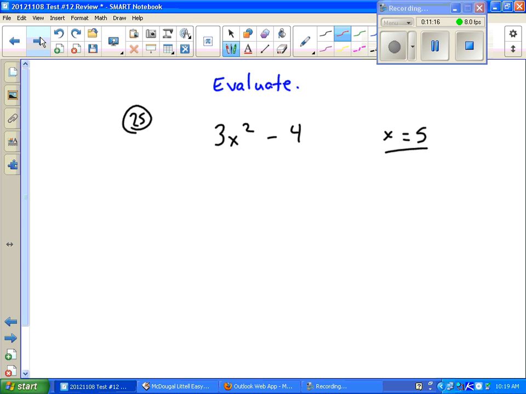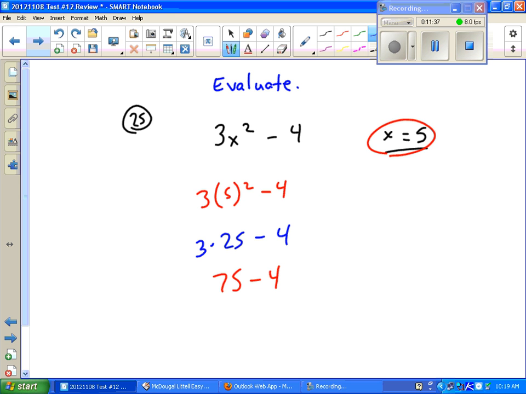And then the last one, number 25. Evaluate 3x squared minus 4 when x's value is 5. So plug it in. 3 times 5 squared minus 4. 5 squared means 5 times 5, which is 25. That's right next to 3, so it's still multiplying by 3. And 3 times 25, 3 quarters is 75 cents. Minus 4 is, put them together, 71. It's your simplified or final answer.